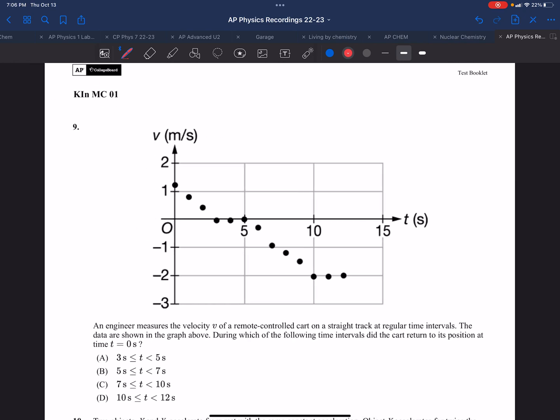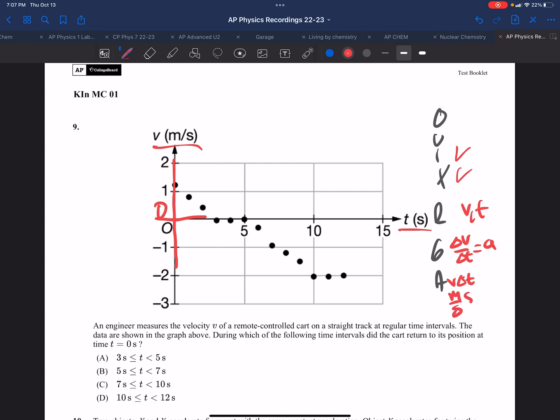Our next question, another graph, which we love. Origin, we see here. That's our 0. Y-axis, velocity in meters per second. X-axis, time in seconds. Normal units. We can read the axis, v-t. The gradient, delta v over delta t, is the acceleration. And v delta t, which is meters per second times seconds, is meters, is the displacement.